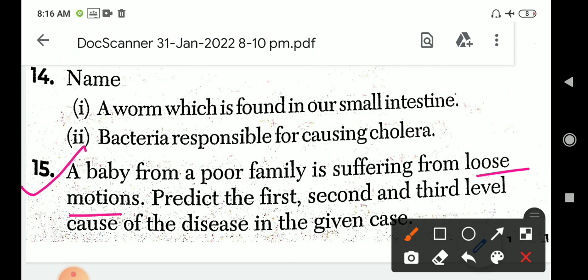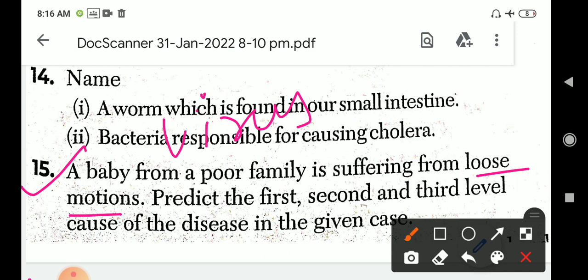Then what will be the first, second, and third? First may be the immediate cause. Immediate cause means a virus or a bacteria, whatever it is, has entered the body. It may be from contaminated drinking water, from contaminated food, or, since it is a small baby, from toys, which they put in their mouth, so it can happen from that too. So this may be the first cause: entry of germ inside the body.